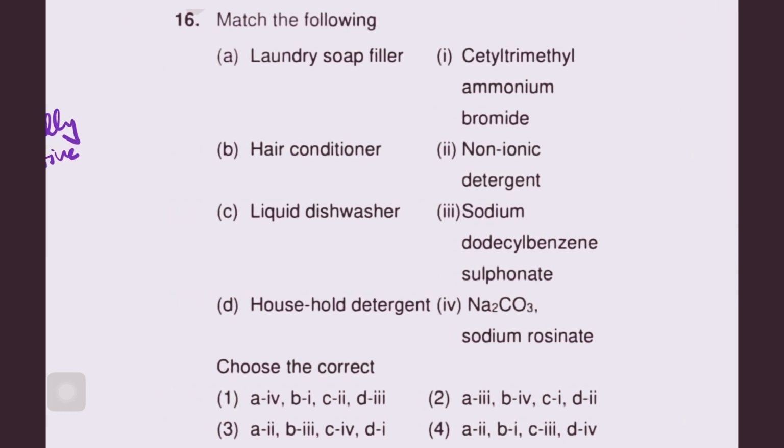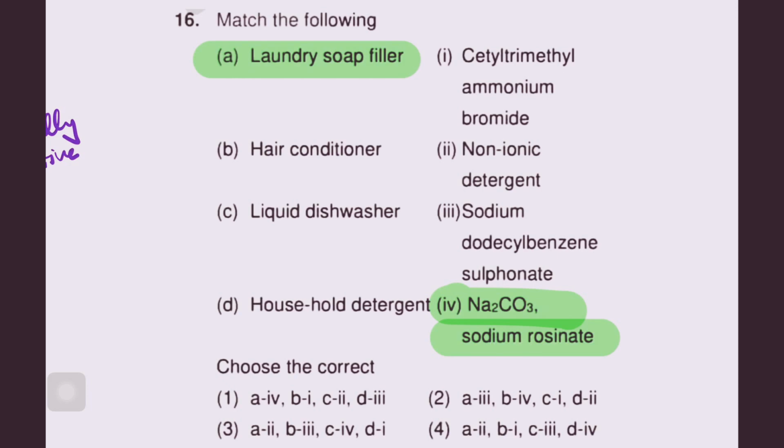Now that's a direct match type question. You can see here they're asking you to match the following. Laundry soap filler. Basically the soap filler that is used is sodium rosinate, or sodium carbonate. So A is going to match with what? A is going to match with this fourth one.